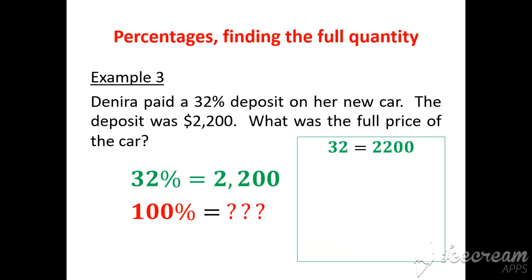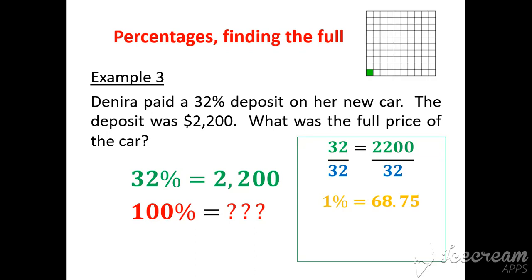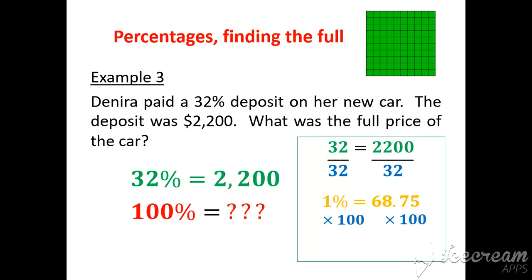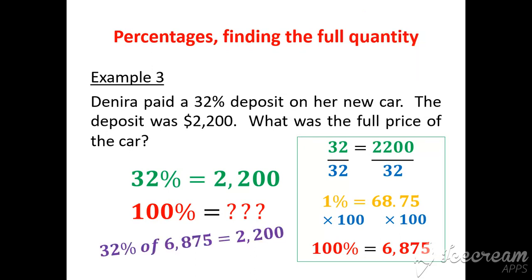Same technique. We're going to go 32 is equal to 2,200. Divide both sides by 32 to get 1% is equal to 68.75. And then multiply it by 100 to give us 100% equal to 6,875. So the car was worth $6,875. And our check, 32% of that gives us 2,200, which is correct.